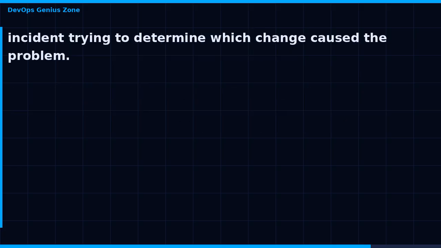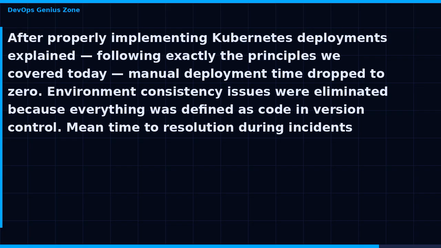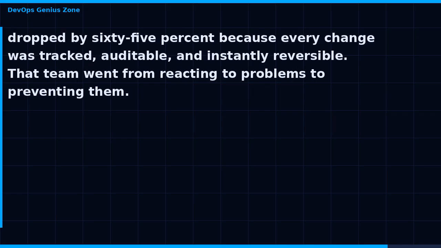After properly implementing Kubernetes deployments explained, following exactly the principles we covered today, manual deployment time dropped to 0. Environment consistency issues were eliminated because everything was defined as code in version control. Mean time to resolution during incidents dropped by 65% because every change was tracked, auditable, and instantly reversible. That team went from reacting to problems to preventing them.